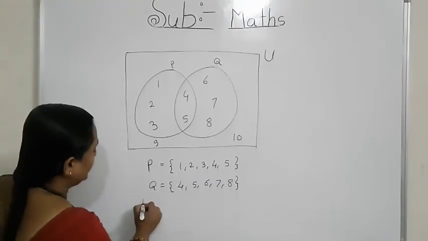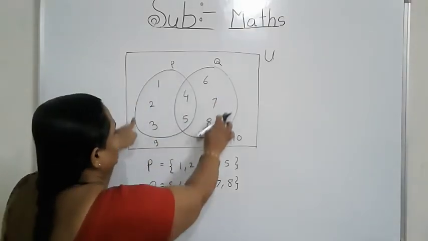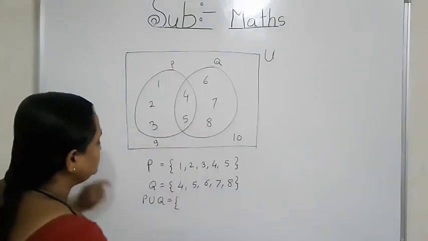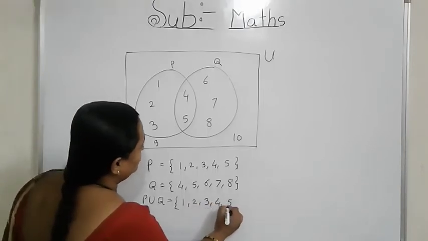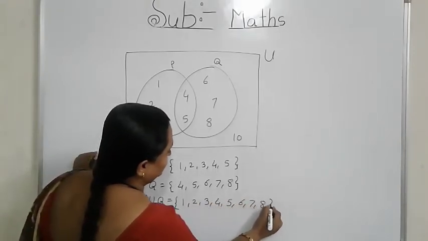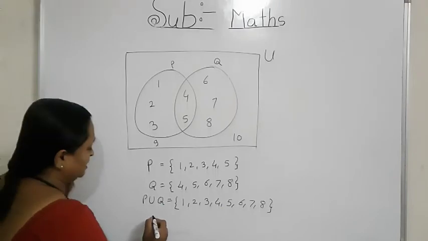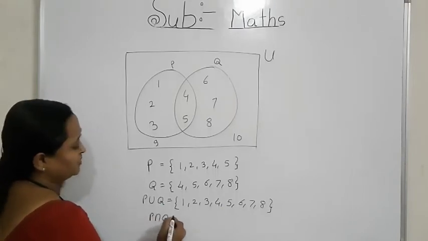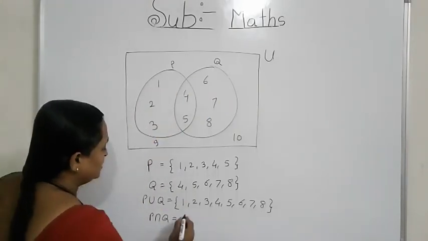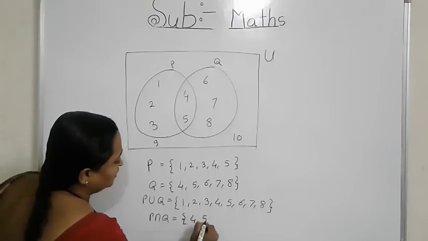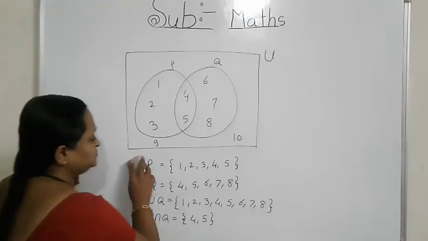After that you have to find out P union Q. Now union means what? Set of all elements. Now this complete diagram, these two circles, is the union. So P union Q you have to write down as 1, 2, 3, 4, 5, 6, 7, 8. Next you have to find out P intersection Q. Intersection means the set of all common elements. Which are common elements? 4 and 5. So P intersection Q is 4 and 5. After that, next set we will see.